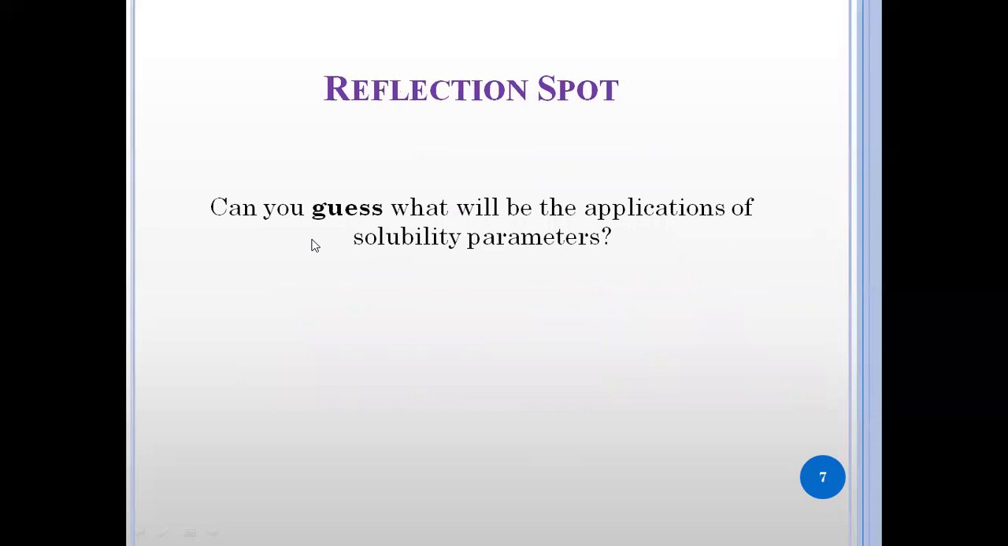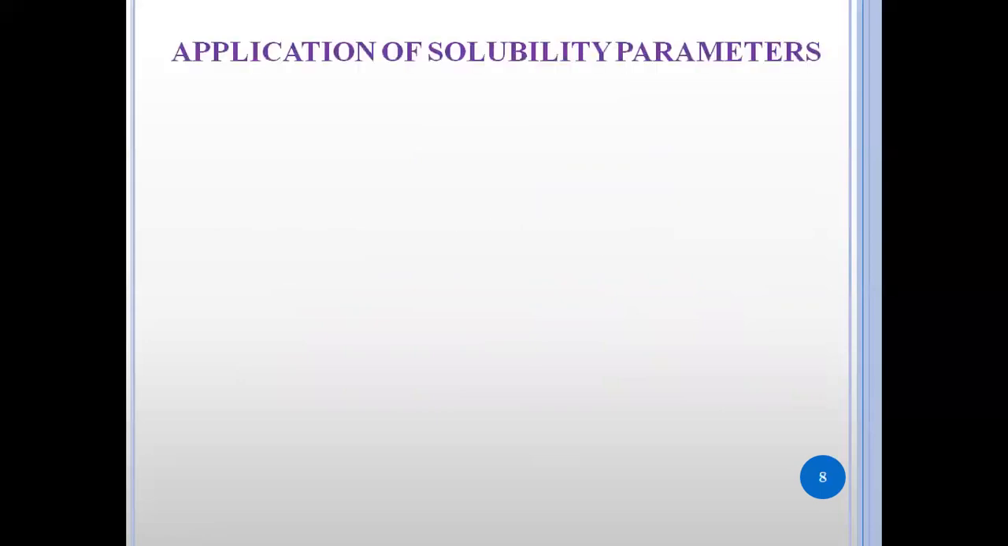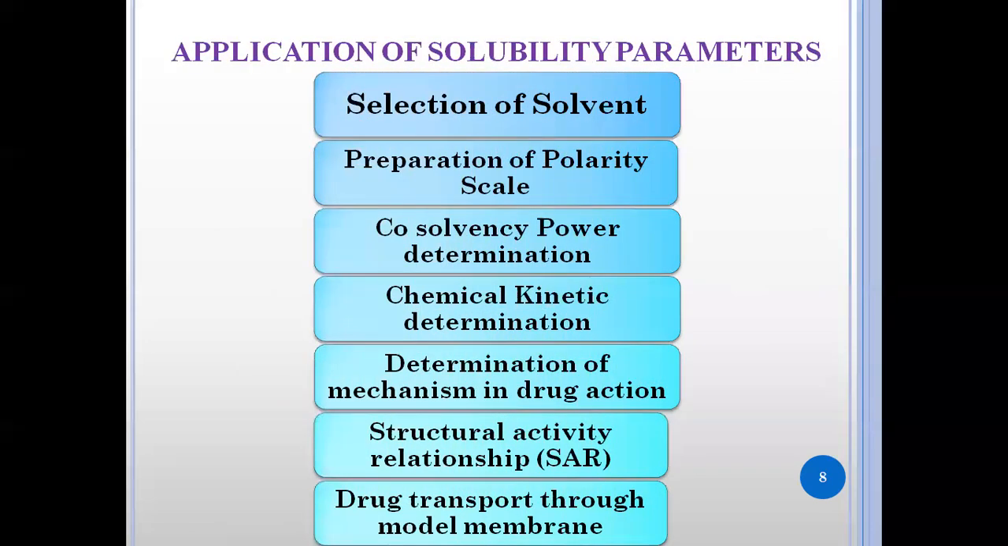Now you see the reflection spot. Can you guess what the applications of solubility parameters will be? Now we'll come to know the different applications of solubility parameters. First one is selection of solvent. When you know what a solubility parameter is and the different mechanisms by which we can estimate it, we can apply this method. For selection of solvent, when we know the solubility of a particular drug molecule in a given solvent system, we can define them in ascending or decreasing order of solubility.